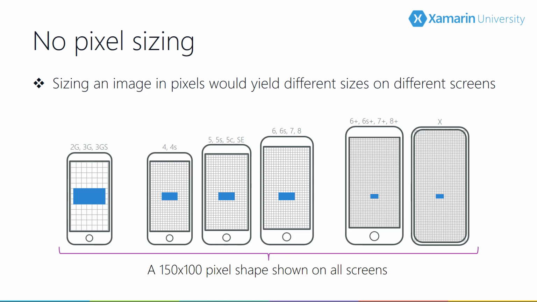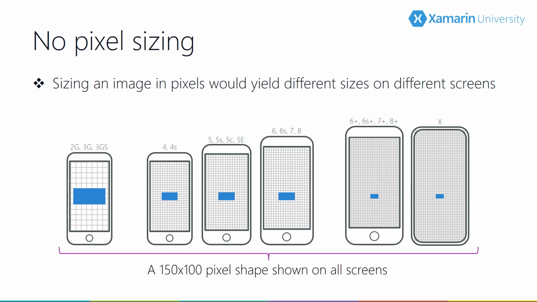We want some way to create a consistent looking UI. Imagine that blue control was a UIImageView and we're trying to display an image in it. Because the image view is a different size on every device, it would be hard to make an image look great in every single version of it.